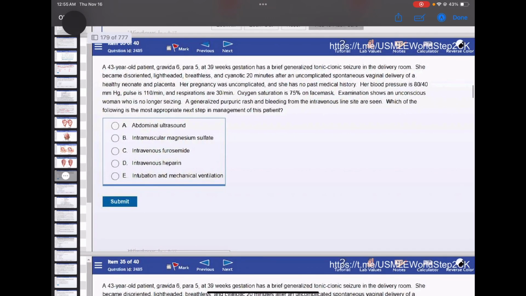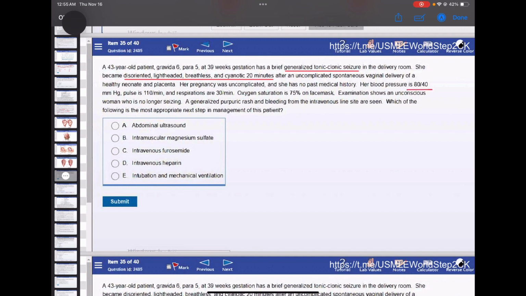A 43-year-old patient, gravida 6, para 5, at 39 weeks gestation, has a brief generalized tonic-clonic seizure in the delivery room. She became disoriented, lightheaded, breathless, and cyanotic 20 minutes after an uncomplicated spontaneous vaginal delivery of a healthy neonate and placenta. Her pregnancy was uncomplicated. So basically, she just had a generalized tonic-clonic seizure in the delivery room, became disoriented, lightheaded, breathless, and cyanotic 20 minutes after a spontaneous vaginal delivery. Baby was healthy, placenta was delivered, pregnancy was uncomplicated, no past medical history.